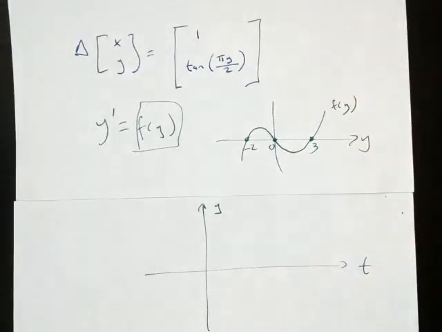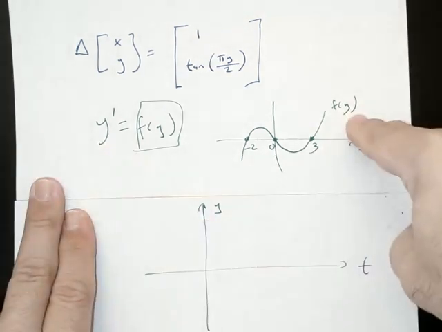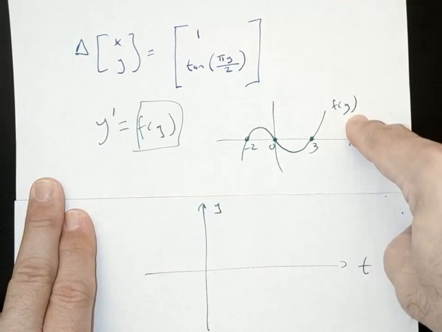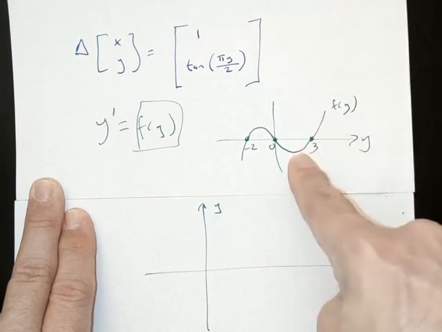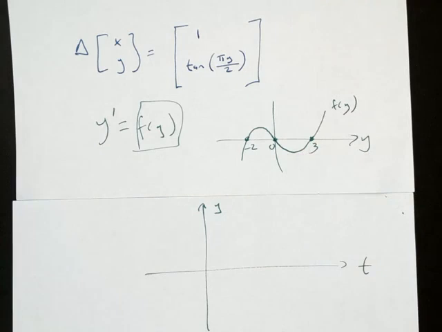Okay, wait a second. I know that the definition of an equilibrium is where y prime is 0. Right? But y prime is equal to this f of y. Where is y prime equal to 0? No. Y prime is equal to this. If I ask where y prime is 0, I'm asking where this is 0. Not where the derivative of this is. That's the problem. Y prime and f prime are now different.